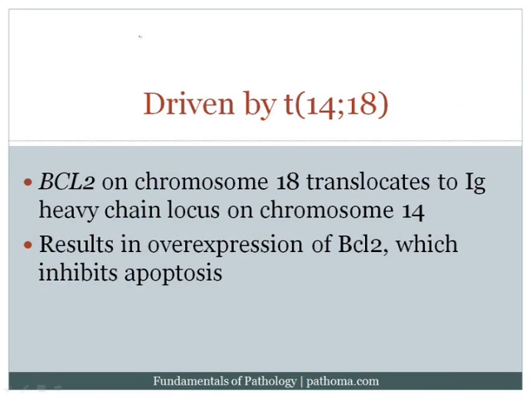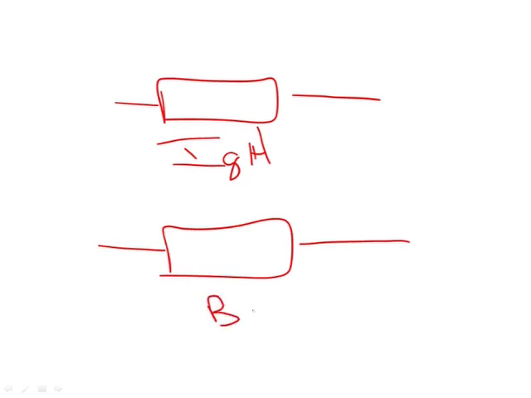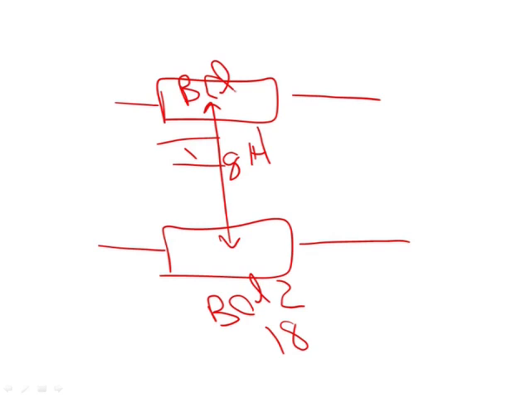It's important to remember, and very high yield, that what's happening here is that if this is chromosome 14, normally in a B cell, on chromosome 14 at this particular locus is immunoglobulin heavy chain. And what translocates with immunoglobulin heavy chain in follicular lymphoma is a gene called BCL2. BCL2 happens to be on chromosome 18. And so this 14-18 translocation pushes BCL2 into the position where immunoglobulin heavy chain was once sitting.